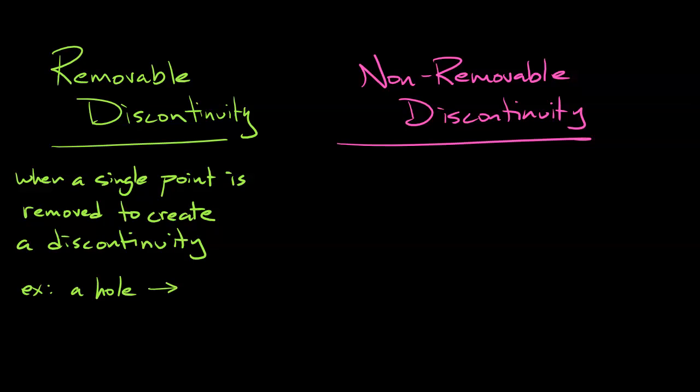A good example of that is when you have a factor that cancels. So it only happens if you have a factor that cancels. Like in this example, x minus 1 would cancel, and that would leave a hole at x equals positive 1. That would be a removable discontinuity at x equals 1.